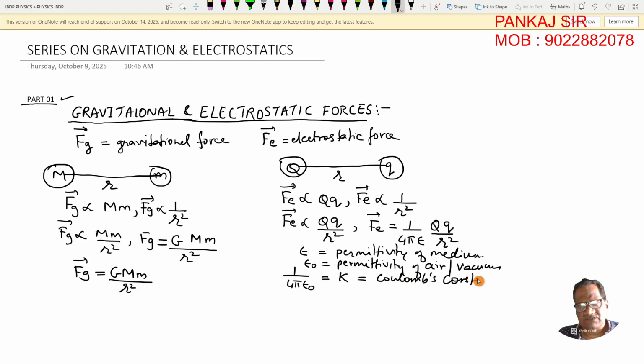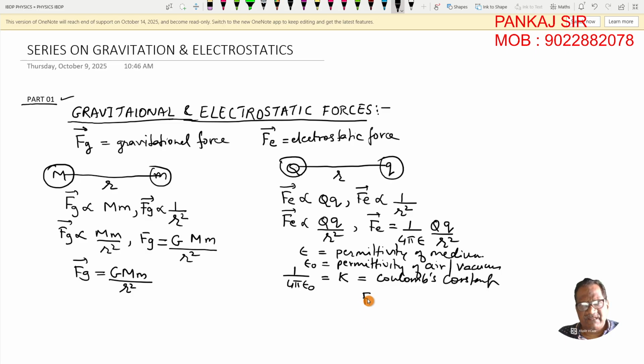Coulomb's constant. So here you have to bear in mind that these forces, that is electrostatic forces, are not the same for all media, because as the medium changes, this force value will be affected. So the epsilon, that is the permittivity of the medium, is always taken into consideration. For example, the permittivity of air you have to take as epsilon 0, and 1 upon 4 pi epsilon 0, this quantity totally is known as K, that is known as Coulomb's constant.